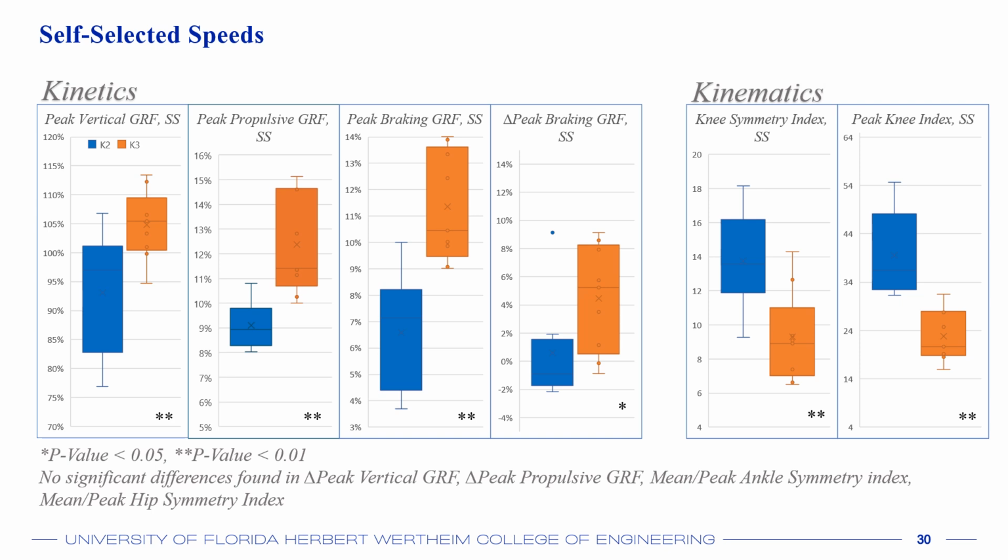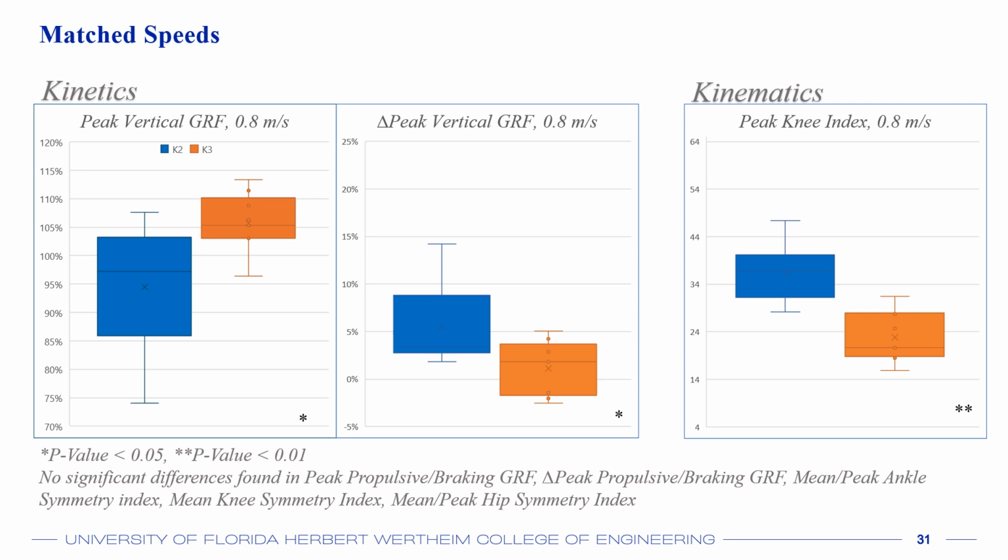indicating more asymmetry. At match speeds, this kinetic influence shifted, wherein the peak vertical ground reaction forces remained greater for the K3 group, while the other kinetic influences were no longer significant, and the peak differential vertical ground reaction force became significant as being greater in the K2 group, indicating greater kinetic asymmetry at match speeds. With respect to kinematics, the peak knee symmetry indices remain greater for the K2 group.